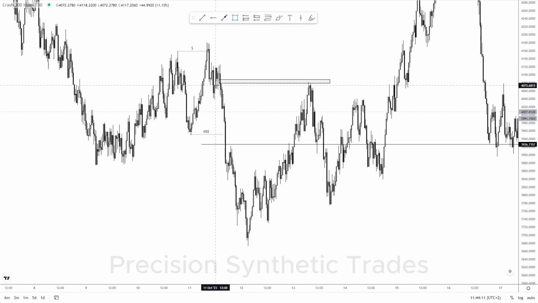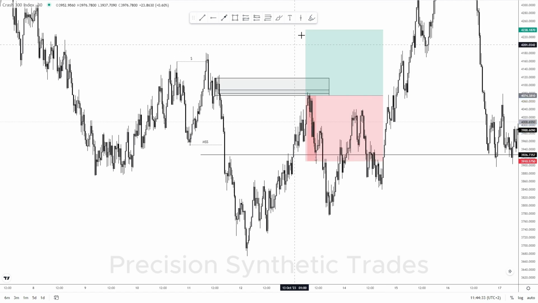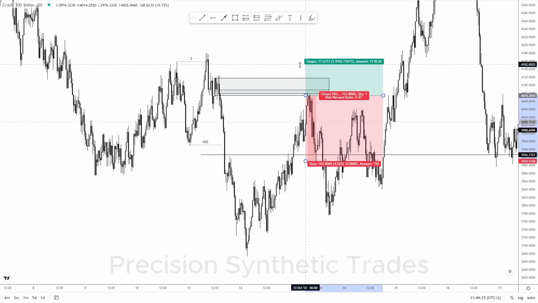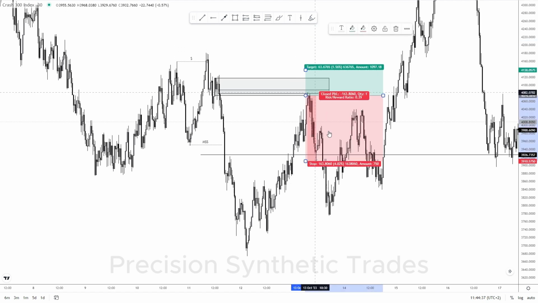Second confirmation, order block, the last up candle before the down move. As you can see, there's 2 confirmations at once, fair value gap on the 30-minute and an order block on the 30-minute. Now the rules are, you enter either on the fair value gap or the order block. Stops is going to be above this high.